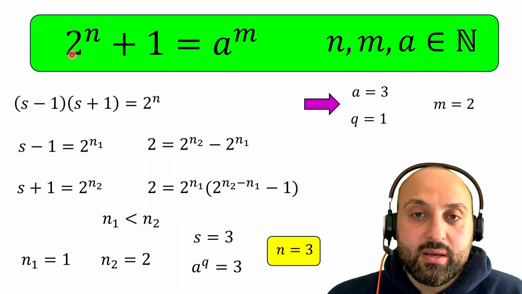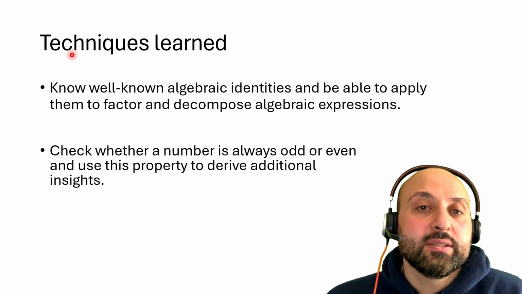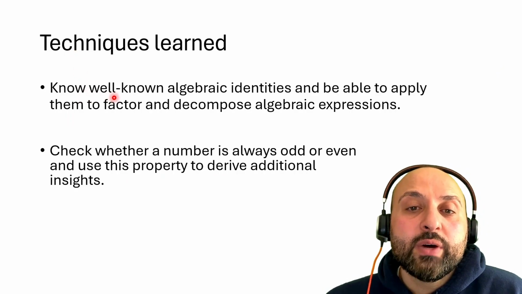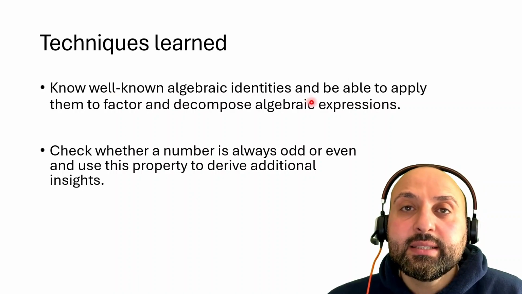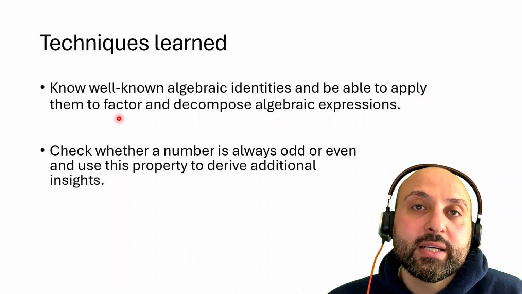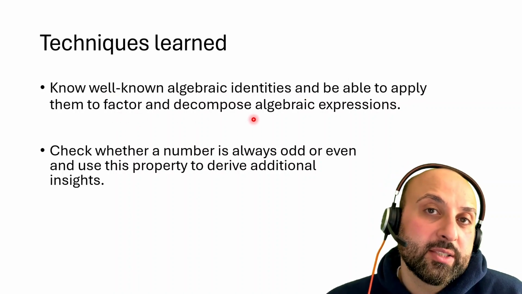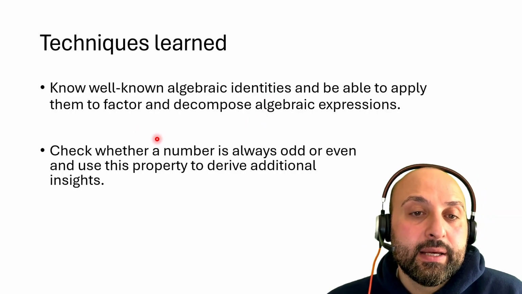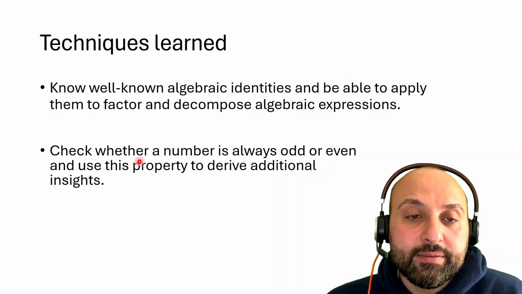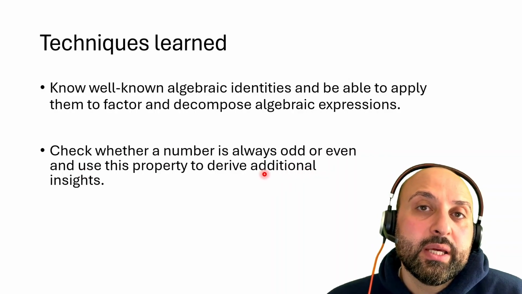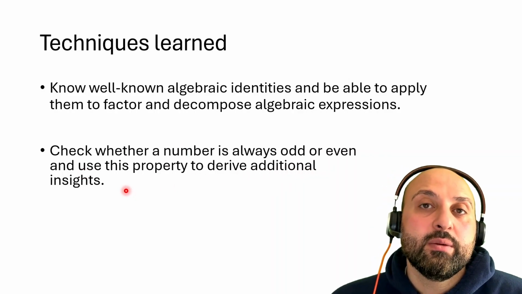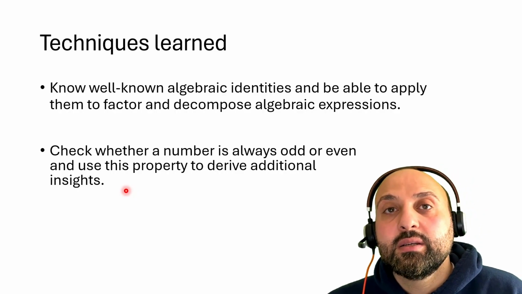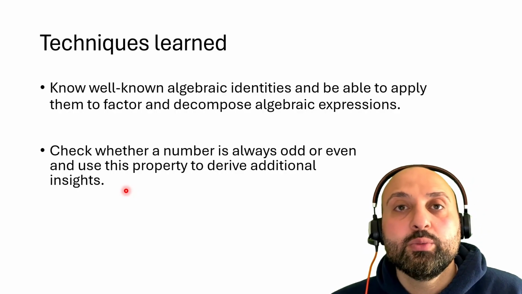That concludes the solution of this exercise. Let's see what we have learned. Know well-known algebraic identities and be able to apply them to factorize and decompose algebraic expressions. This is very important; we used two of them in this exercise. Also, check whether a number is odd or even and use this property to obtain additional information. This is also very important. Sometimes, by looking at these simple facts, you can extract extra information which helps you proceed with the solution.